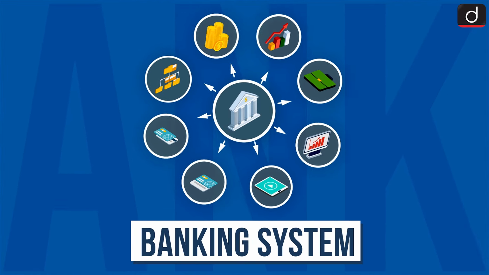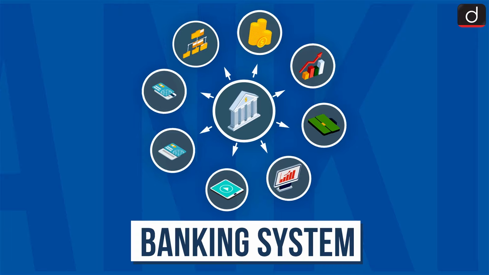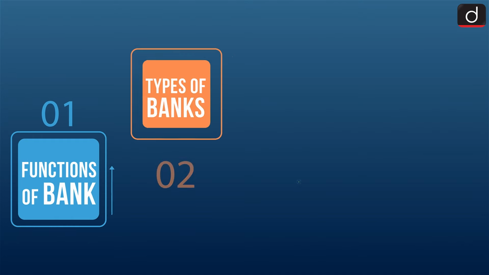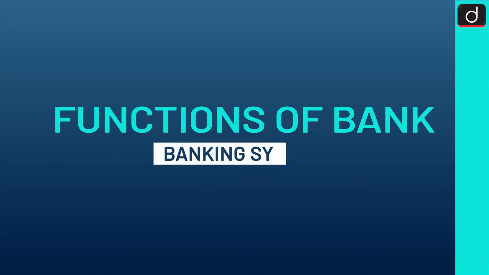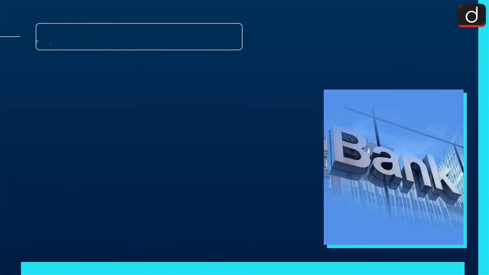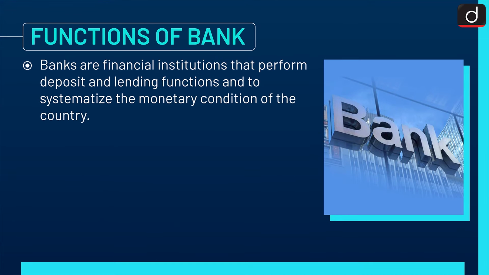Today's topic of discussion is the banking system. The dimensions we are going to cover are functions of banks, types of banks, non-performing assets, that is NPA, and some of the committees associated with reforms in the banking system. So first of all, let's discuss the functions of banks. Banks are financial institutions that perform deposit and lending functions and systemize the monetary condition of the country.